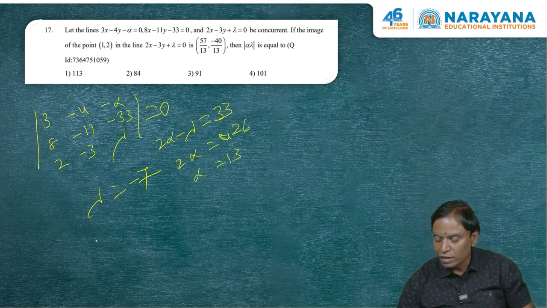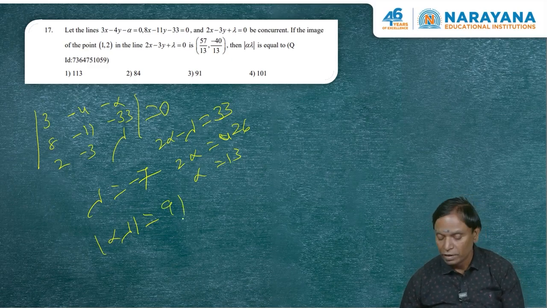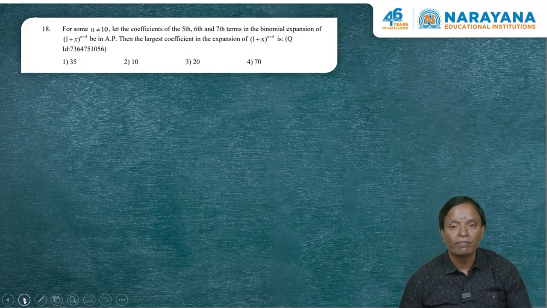Alpha is equal to 13. I want modulus of alpha into lambda, which is 91. Let us go to the next problem.